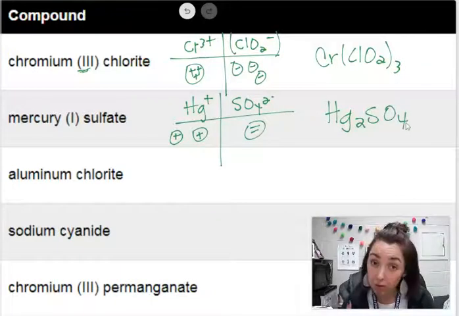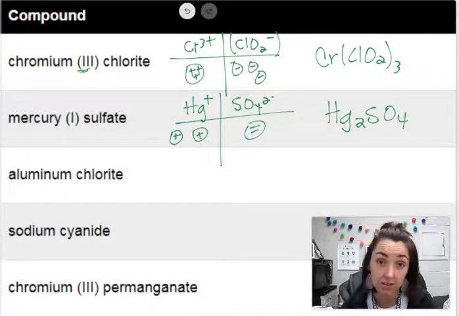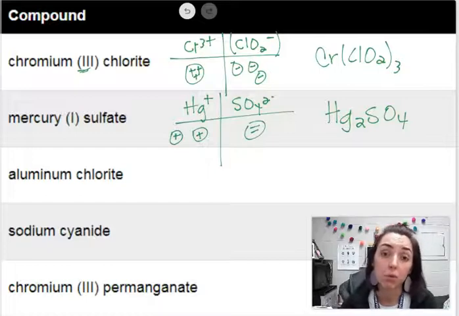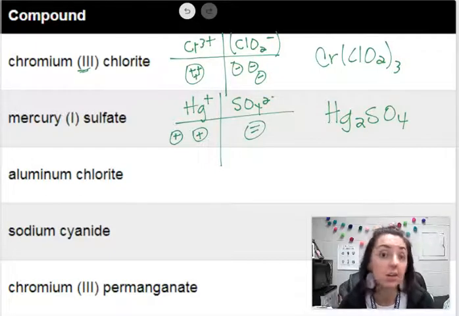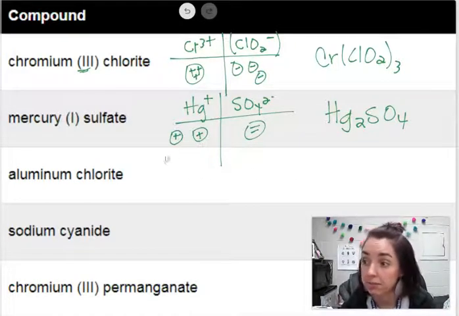Notice, if I only have one of the SO4, I don't need parentheses. You only use the parentheses when you have more than one of the polyatomic ion. But if there's only one, the parentheses would be redundant. They're not needed. So that's my final one.